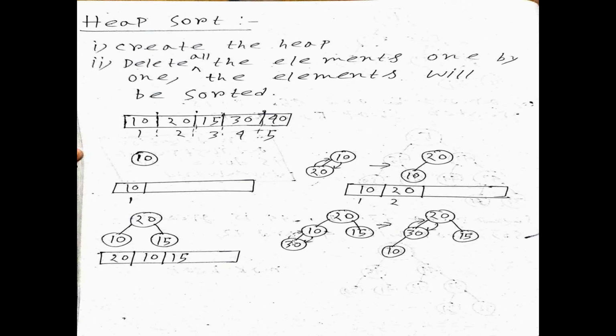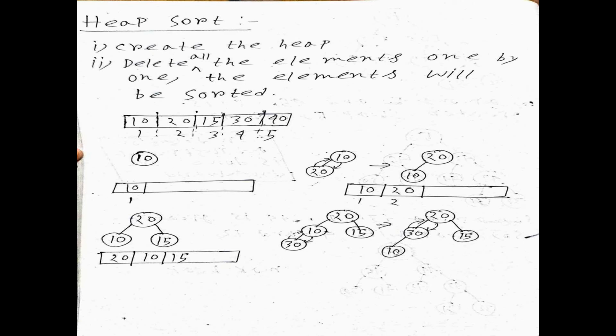Adjust the elements. That means swap the child and root. Swap this: 30 goes here, 10 goes there. So swap up. Now after swapping, the tree becomes this: 20 is here, 30 goes here, 15 goes there, and 10 becomes the left child of 30.